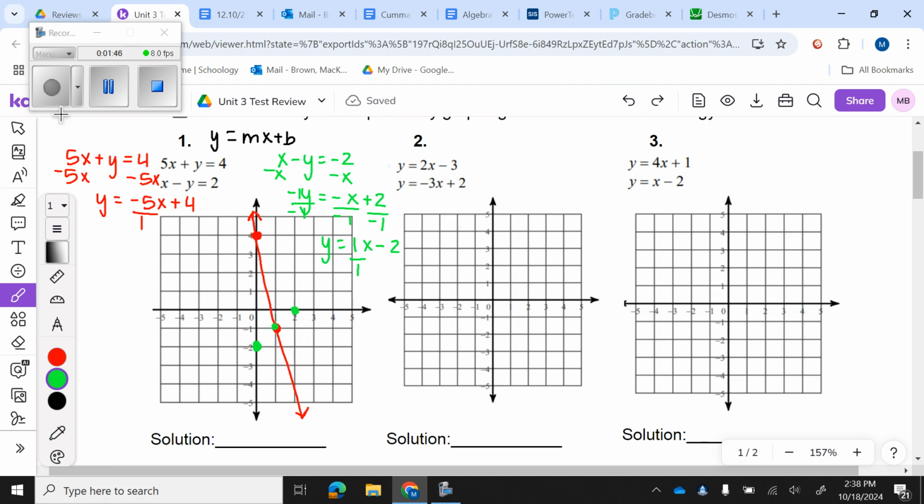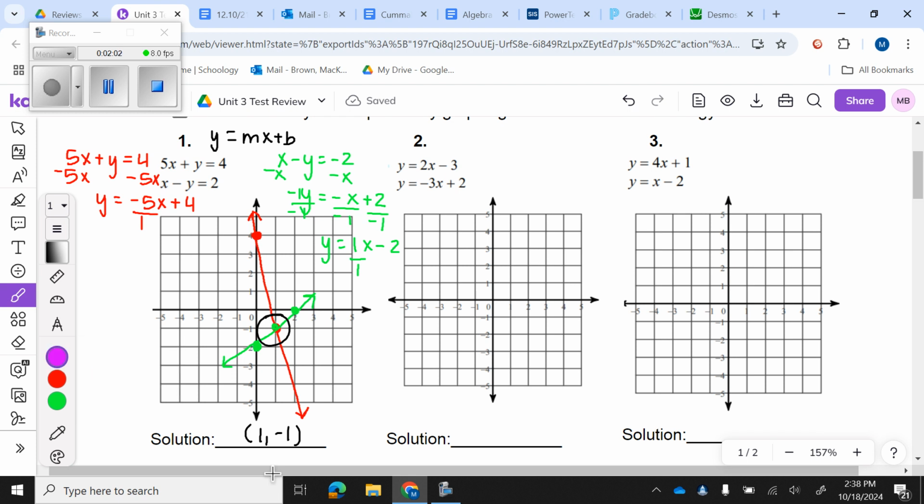And these lines do, in fact, intersect. And if you just give me this graph tomorrow, you're going to lose points because I need to know the solution, which is 1, negative 1, because you need your x and then your y.